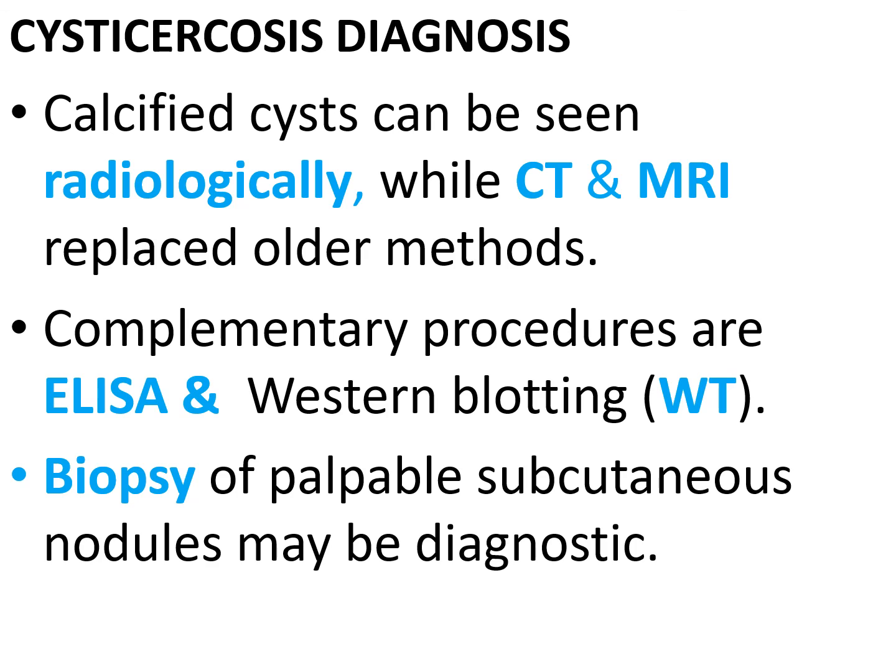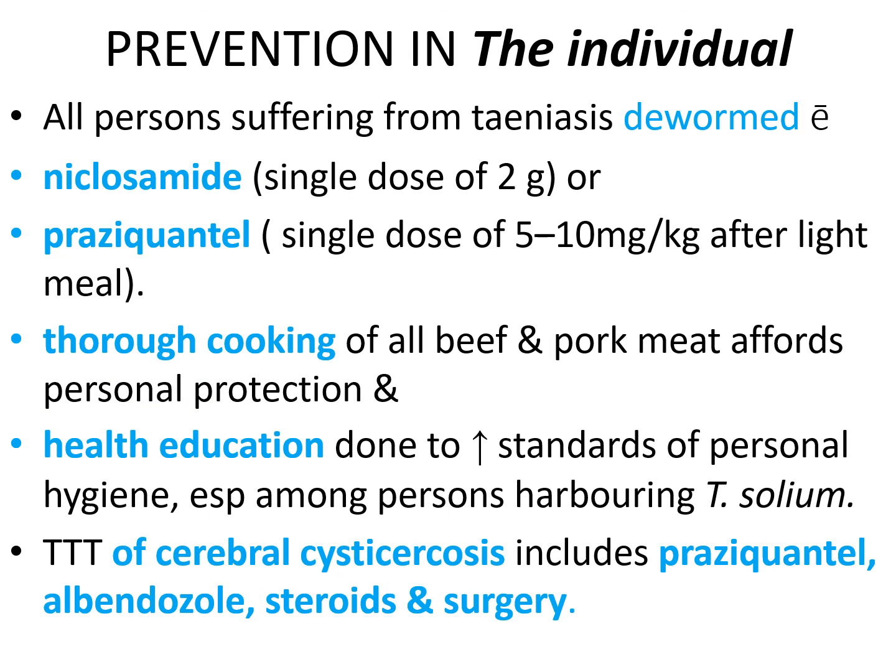Cysticercosis diagnosis. Calcified cysts can be seen radiologically, while CT and MRI have replaced older methods. Complementary procedures are ELISA and Western blotting. Biopsy of palpable subcutaneous nodules.